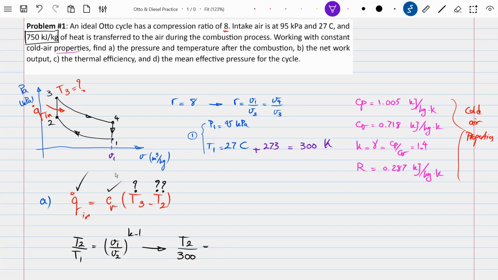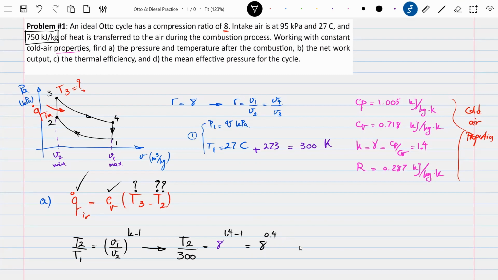See, V1 is the maximum volume of our cycle, whereas V2 is the minimum volume of our cycle, right? And we know that this R is the ratio of V1 max to V2 min. So we already know what V1 to V2 is. It is going to be 8. So 8 raised to k, 1.4 minus 1, essentially 8 raised to 0.4.